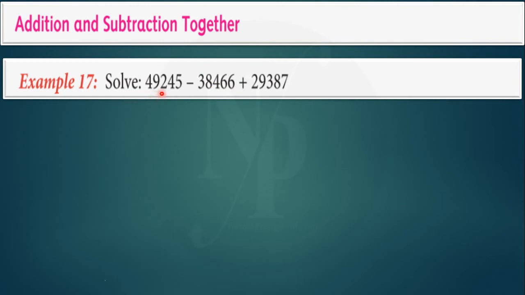Solve 49,245 minus 38,466 plus 29,387. Here what we can notice is, we have subtraction operation first and then we have addition operation. That means we have to subtract the second number from the first number first, that will be the first step, and then you will obtain a difference. To that difference you should add the third number. Let us do this now.